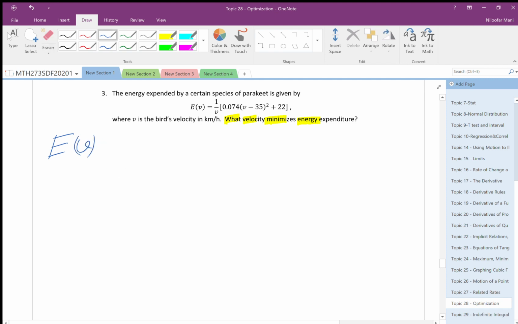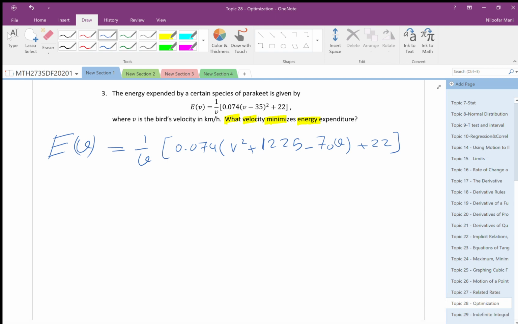So first I find E(v), and I make it easier. I expand it. Okay, so it's 1 over v times 0.074 v squared plus 35 squared, which is 1225, minus 70 v plus 22, right? Let me see. v squared plus that minus that, good. Then I say it is 0.074 v.